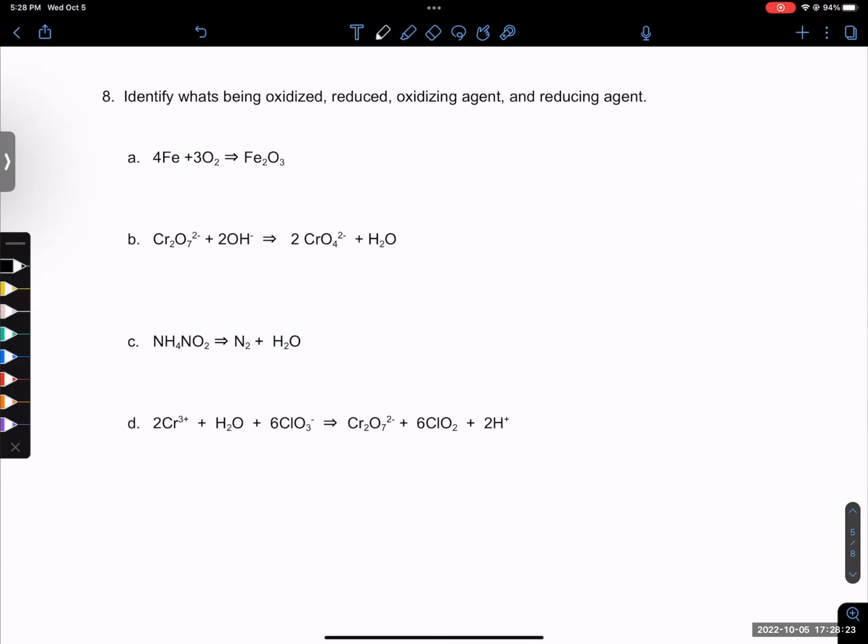Okay, so what's being oxidized and what's being reduced, and then what's the oxidizing agent and what's the reducing agent? For the A, let's assign oxidation numbers for the first part. What's the oxidation number on iron here? 0. What about oxygen? 0. And we know this is ionic, so the oxidation numbers are the same as their ionic charges. So iron has a charge of what in this case? That's 3. Oxygen we know is -2. Well, what's being oxidized?